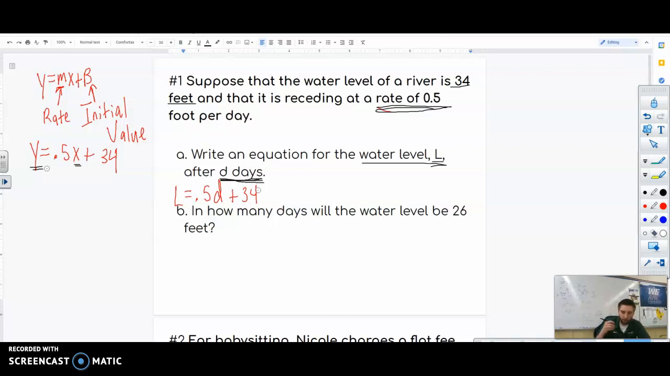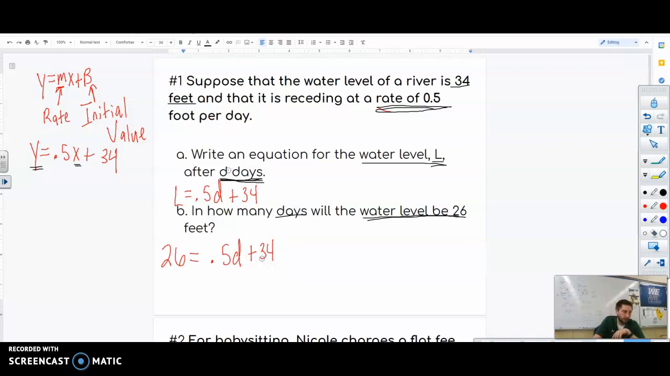All right, so now let's look at part B. Part B is a little bit newer. In how many days will the water level be 26 feet? Okay, so what are they asking for? They're saying, when the water level is 26, find D, find days. So where do I put this 26? Well, 26 represents the level, which in my equation is L. So to set this up, I'm going to put the 26 where that L is. So 26 equals 0.5D plus 34.